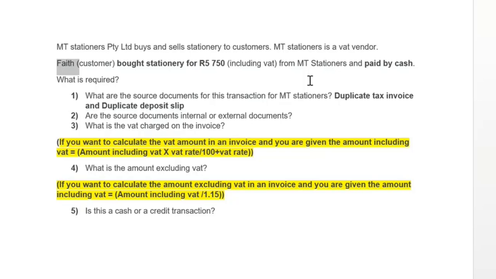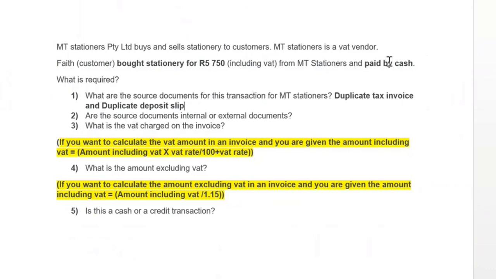We needed to have evidence of that transaction. Yes, Desiree, yes, we made a sale. So we needed to have evidence of that transaction. So what is the evidence of that transaction? We issued our customer Faith with an original tax invoice, and we remained with a duplicate tax invoice.